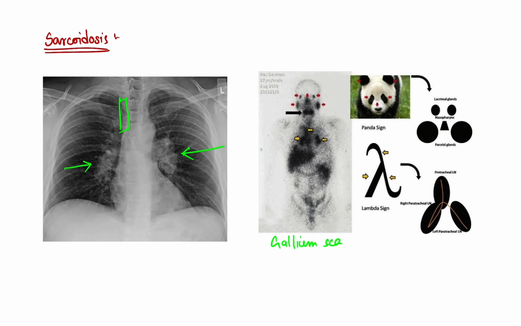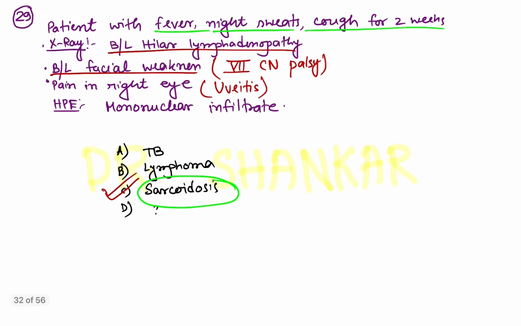Next, what is the reason for bilateral facial weakness? Because of 7th cranial nerve palsy caused by granulomatous disease, sarcoidosis. And what is the cause for pain in the right eye? Because sarcoidosis can cause granulomatous uveitis, that may be the cause of pain in the eye. So the answer is sarcoidosis.